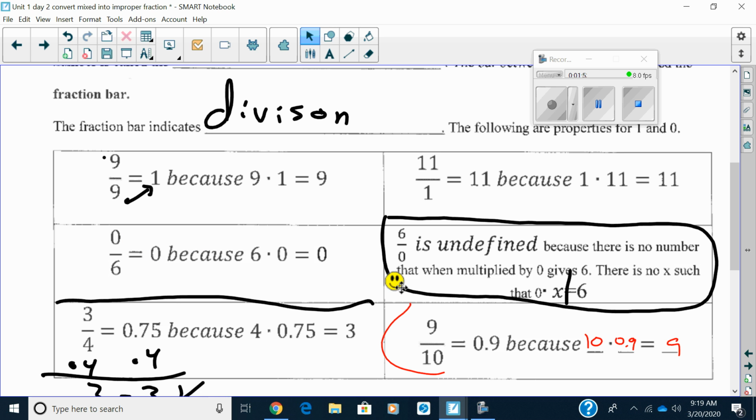Okay, this is undefined. 6 divided into 0 piles. Say it's 6 things, put them into 0 piles. You can't do that. It's undefined because there's no number that, when multiplied by 0, gives us 6. So 0 times what equals 6? There's nothing. Nothing at all.